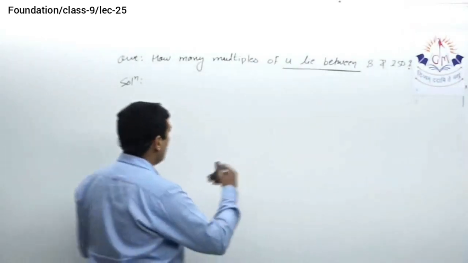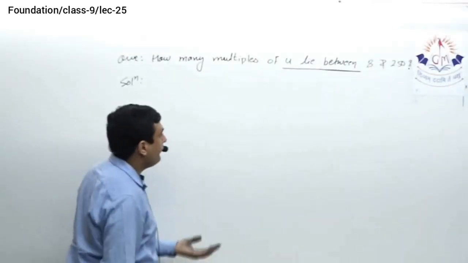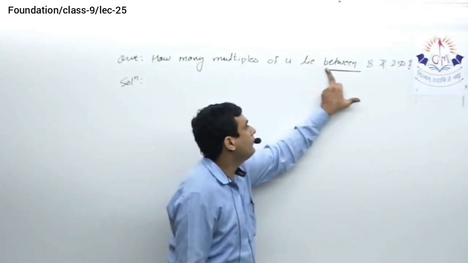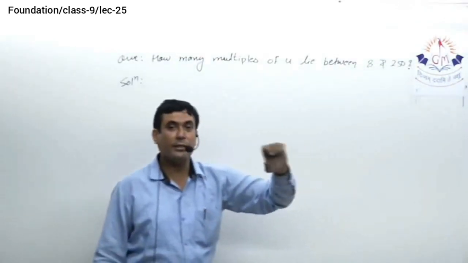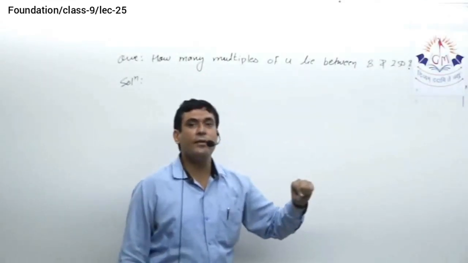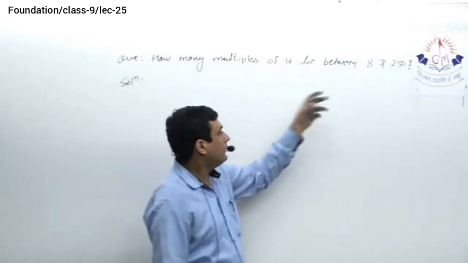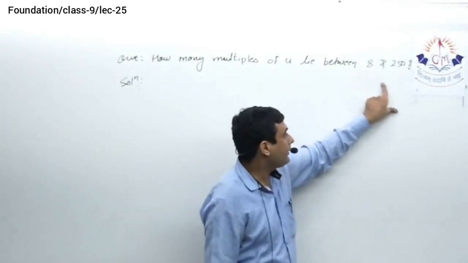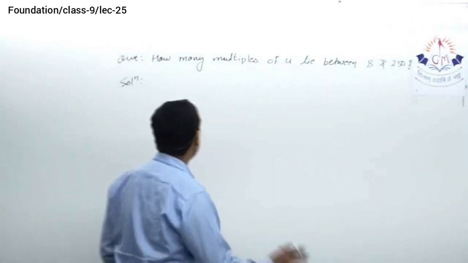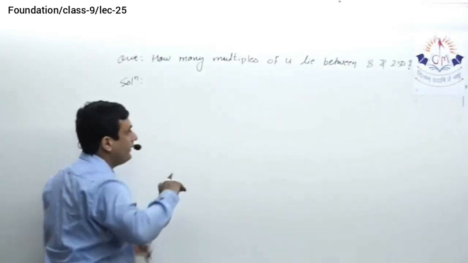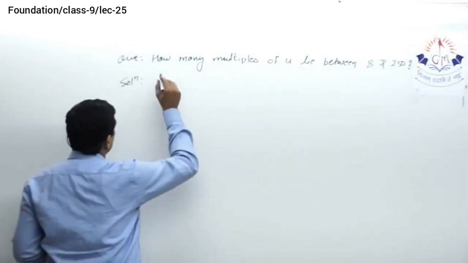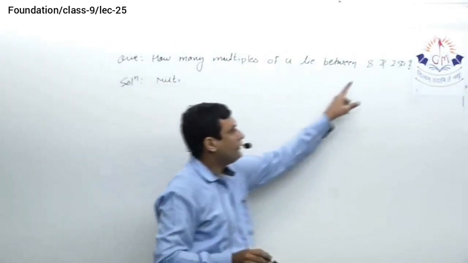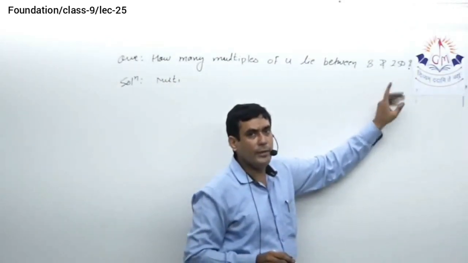The same question can be framed in this way: how many multiples of 4 are there from 8 to 250. Now when they say from 8, then definitely we have to count first and last, or the given numbers. But if it is written between, then we have to exclude these two terms. So now first of all we'll find the first number. After 8 the next is 12, and 12 is between 8 and 250.